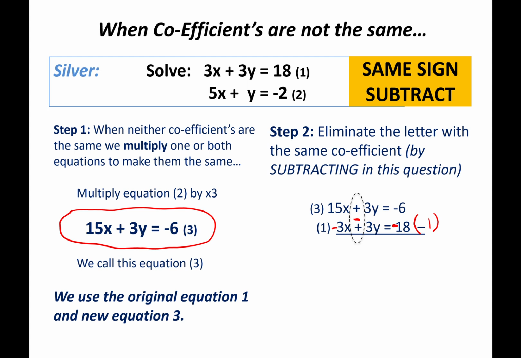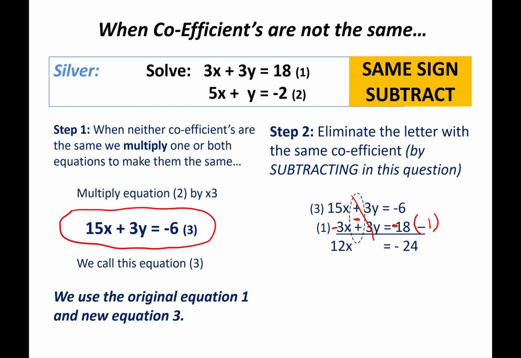And from here, we solve for what we have left. So we solve for our remainder. 15x minus 3x leaves me with 12x. Plus 3y and minus 3y cancel. Minus 6 minus 18 leaves me with minus 24.